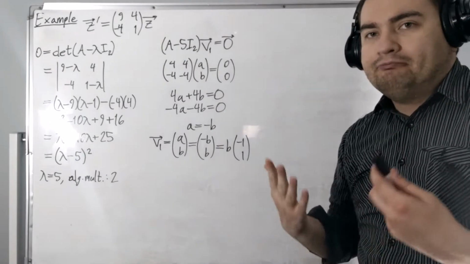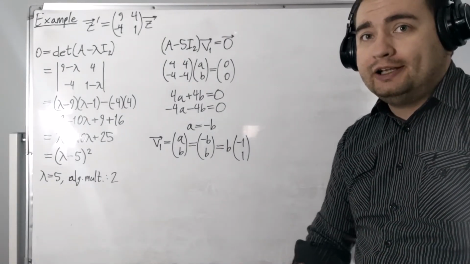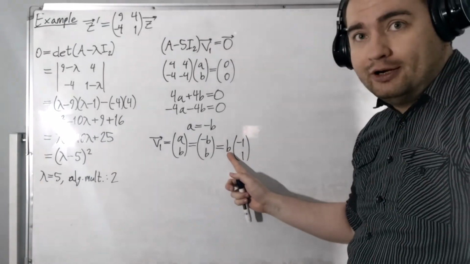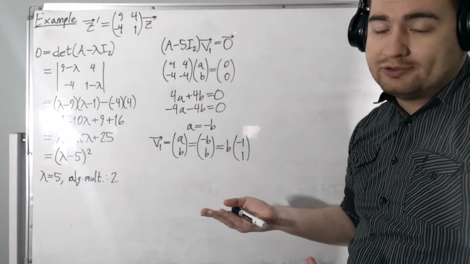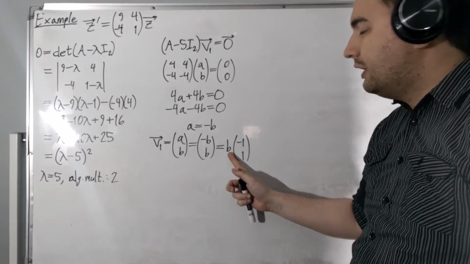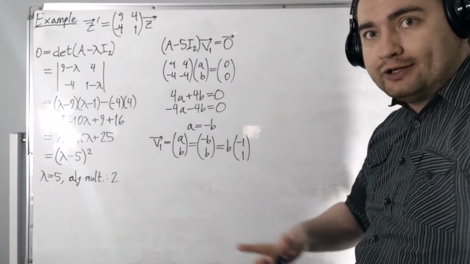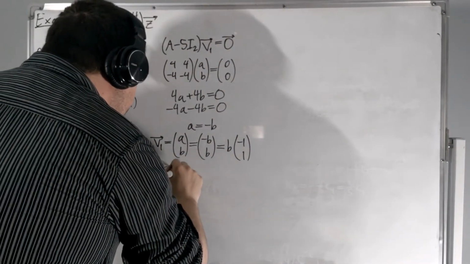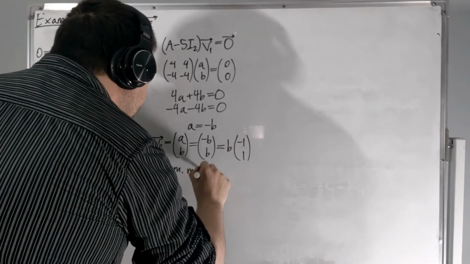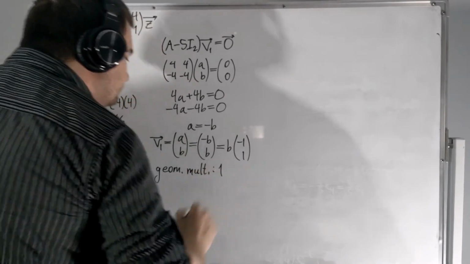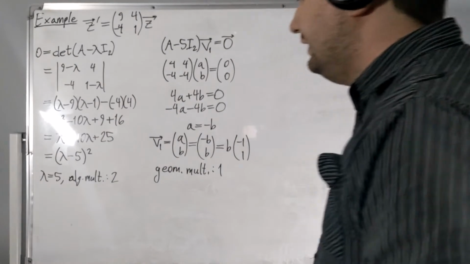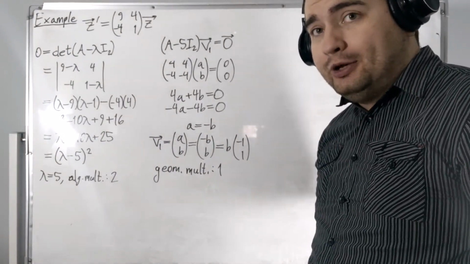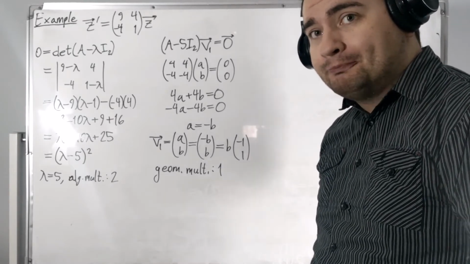So the geometric multiplicity now is only 1 because we only have one free variable here. That's another way of rephrasing geometric multiplicity. It's the number of free variables that you have when you compute the eigenvectors. So the geometric multiplicity is 1. And that means the defect is 2 minus 1, which is 1. So we have a defective eigenvalue.